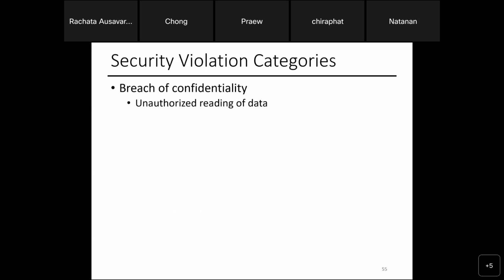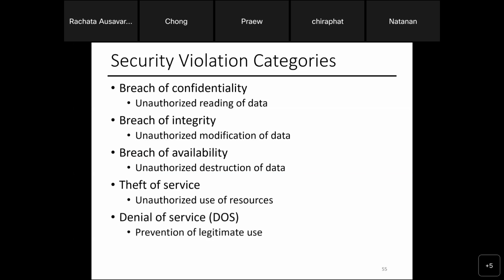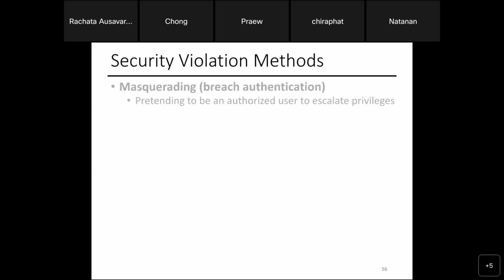You can have a breach of confidentiality, which means unauthorized reading of your data. You can have a breach of integrity, which is unauthorized modification of data. When you see the word integrity, it means the data changed somehow, so it's modification of the data. Breach of availability is the destruction of the data. It used to be available, now that data is gone. Theft of service is unauthorized use of resources. Denial of service is denying the resource from any legitimate use, right?